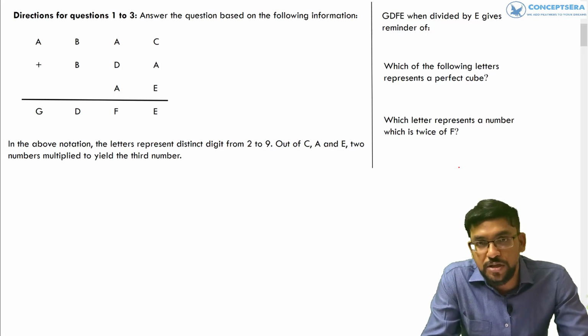Today we are going to discuss another caselet based upon letter decoding. We have seen these kinds of caselets are quite common in CAT nowadays. So let's get started and try to understand what exactly is given to us in the caselet.